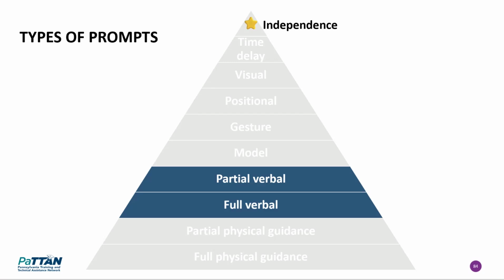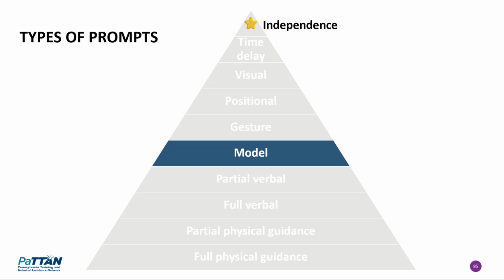All right, the next is a model prompt. If your child is able to copy what other people do, so they're able to imitate, you can use that skill to teach other skills. This is really how we learn a lot of different skills, right? By watching other people, so the observational learning. So a model prompt could look like me showing my child something and having them copy what I am doing.